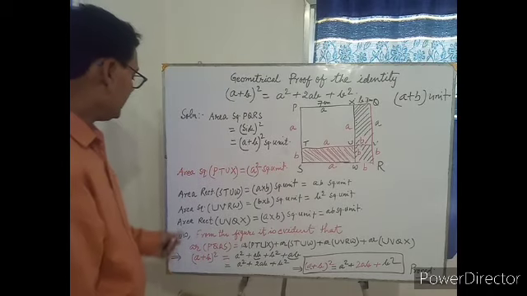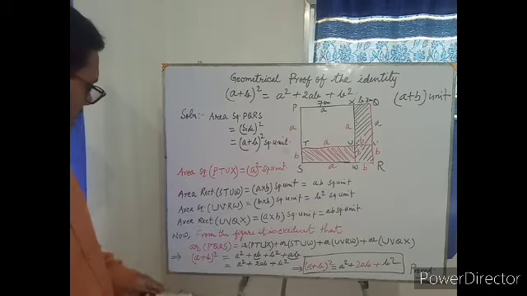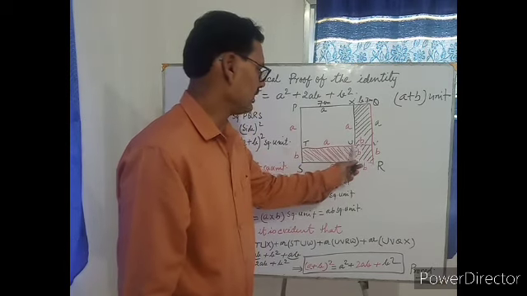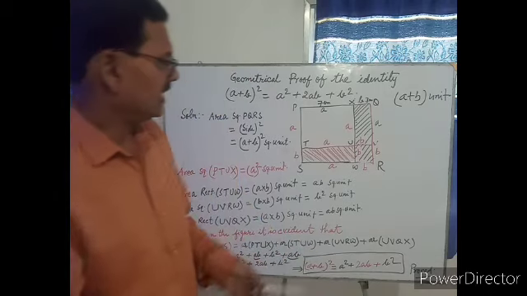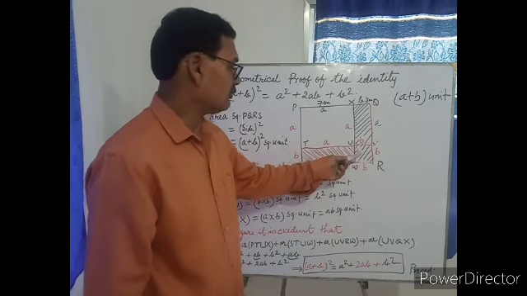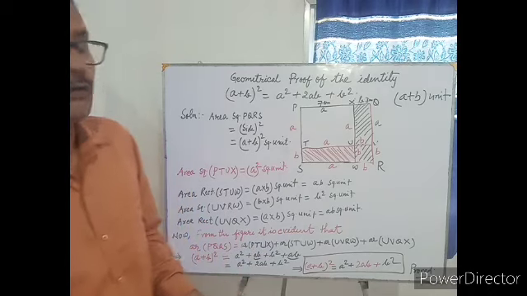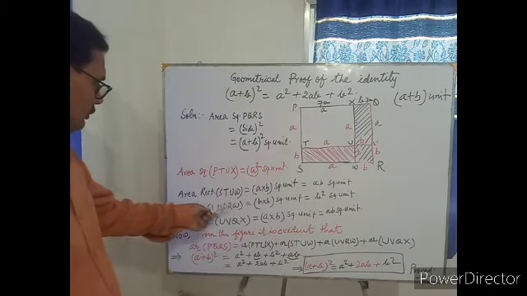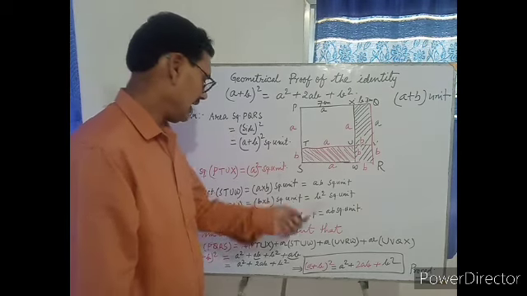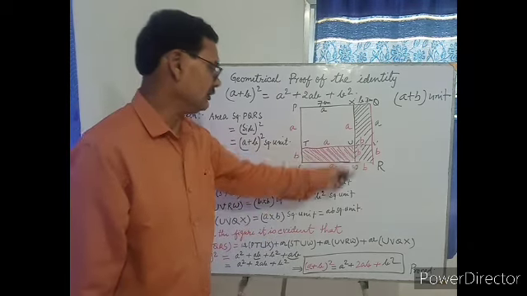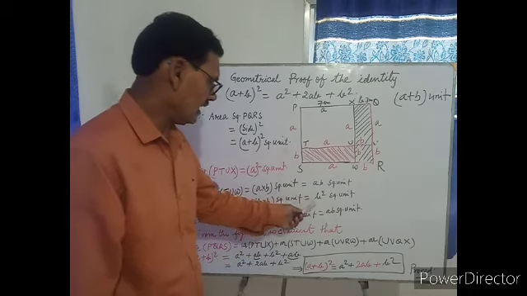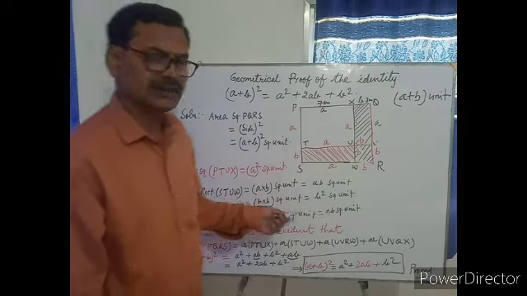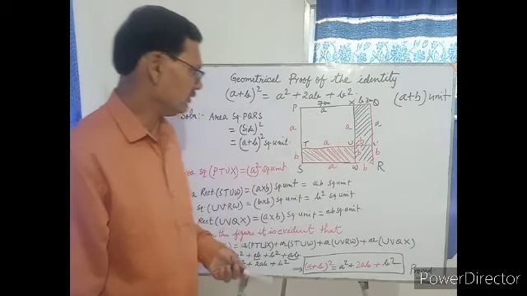Clear? Now area of square UVRW. What is the length of the side of this square? It is equal to b. Length of the side of the square is equal to b. Therefore, what is the area of this square UVRW? Side into side, that is b into b, and it is equal to b square unit. So the area of this square is found out.